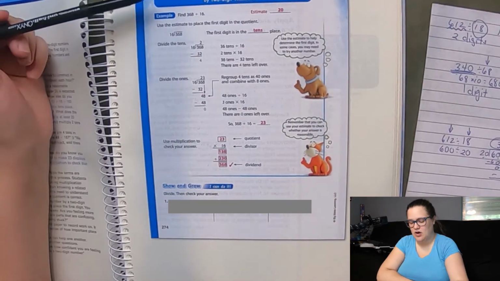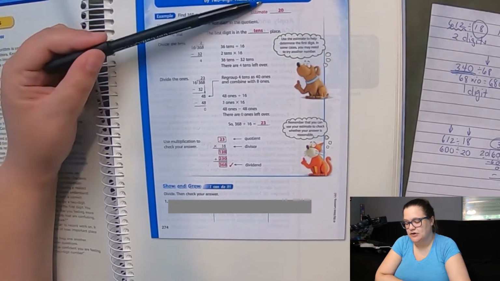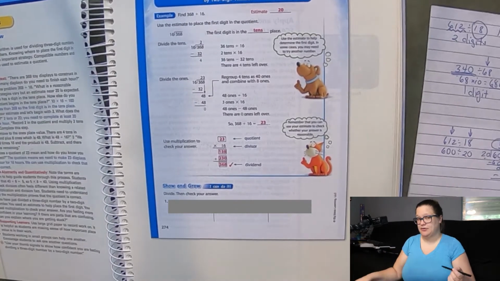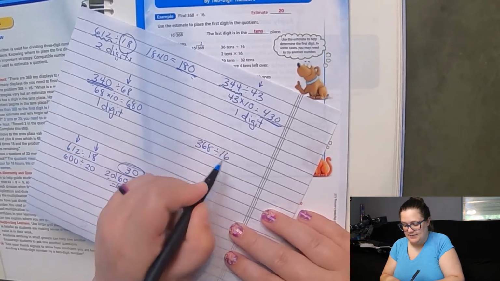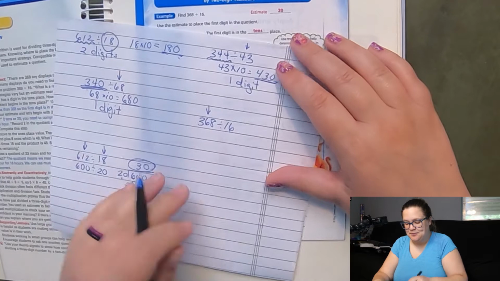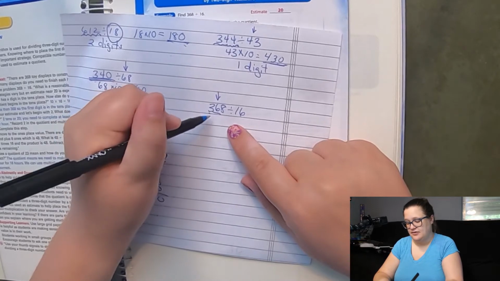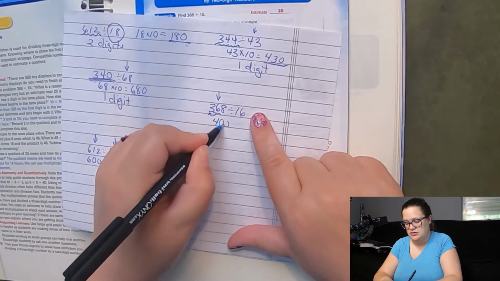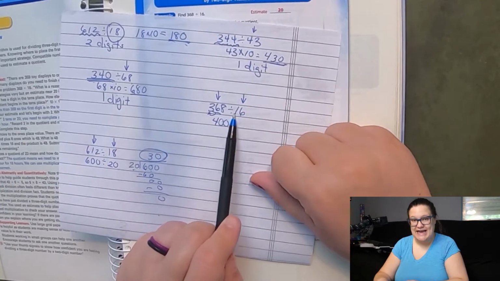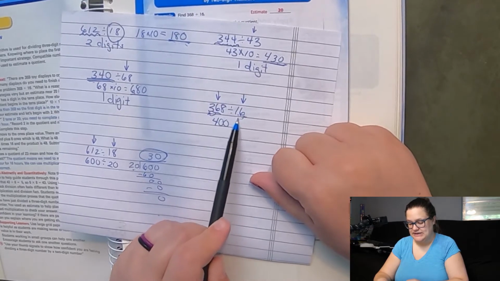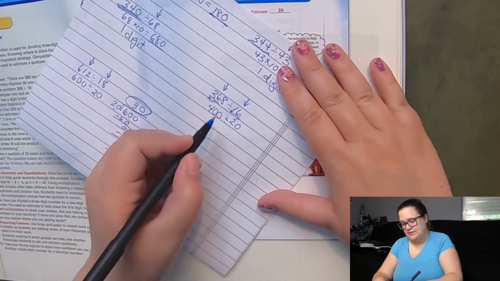Let's look at our Think and Grow example. Find 368 divided by 16. So first it wants us to find an estimate. So we're going to round. 368 divided by 16. So our dividend, we're going to round to the nearest 100. So we're going to look at our 6. 6 is greater than 5, so that's going to round that up to 400. And then for our divisor, since it's 2-digit, we're going to round to the nearest 10. So we look at this one, it's also a 6, so that's going to round that to a 20. So 400 divided by 20.